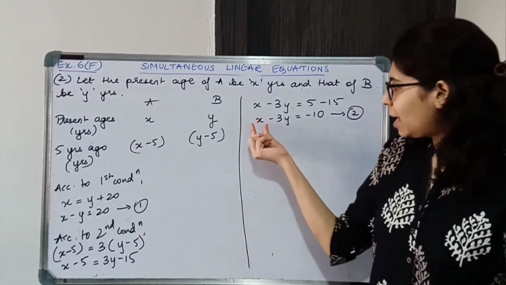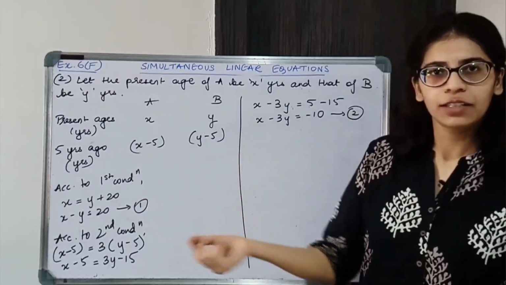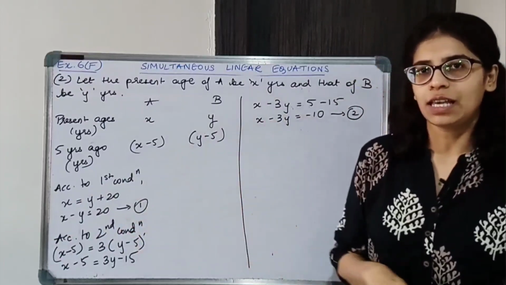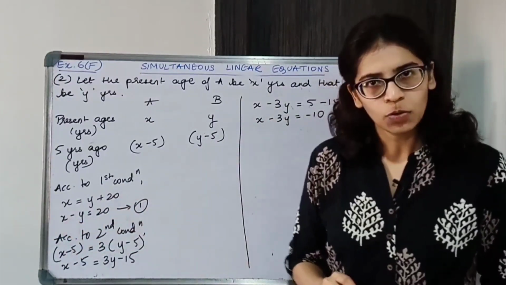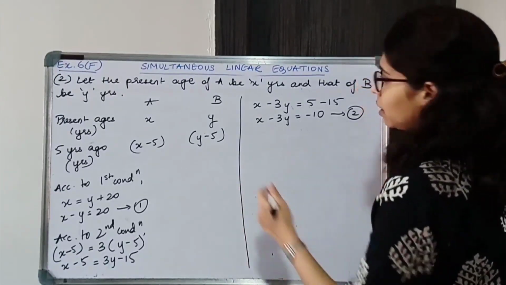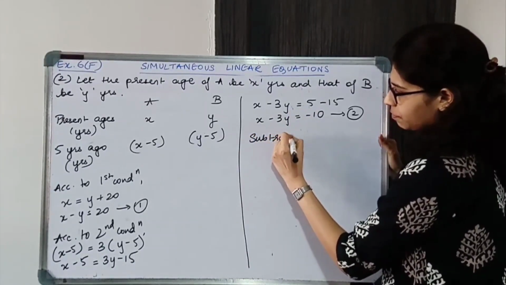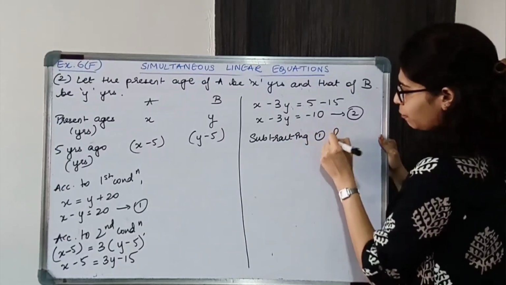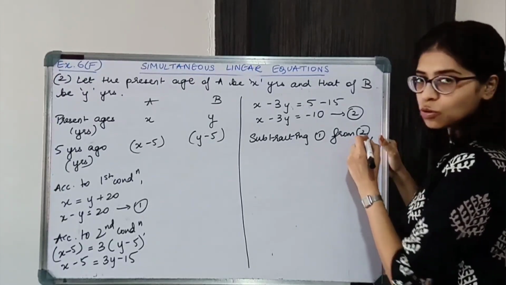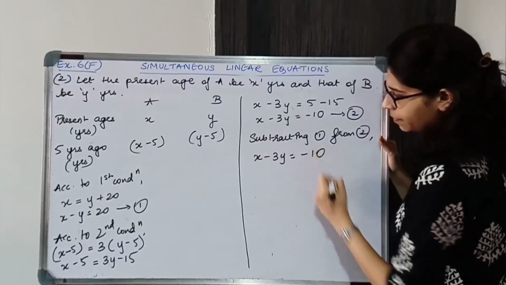Over here we have x, and the coefficient is the same, 1 and 1. So we just have to subtract the two equations because the signs of the coefficients are the same. Both are plus x. So signs are the same, so you subtract. If the signs are different, you add. Now we'll just subtract 1 from 2. You can subtract 2 from 1 as well, the answer will be the same. So we are subtracting 1 from 2, so write 2 first and 1 we'll write now.